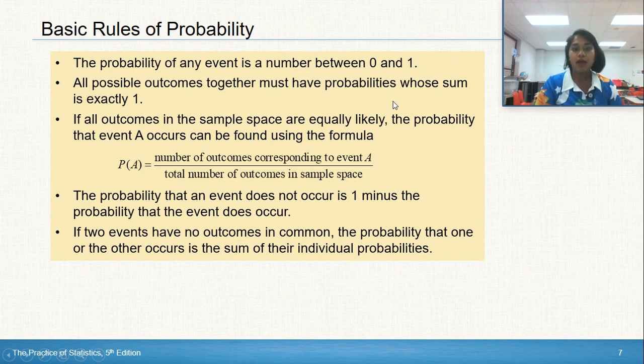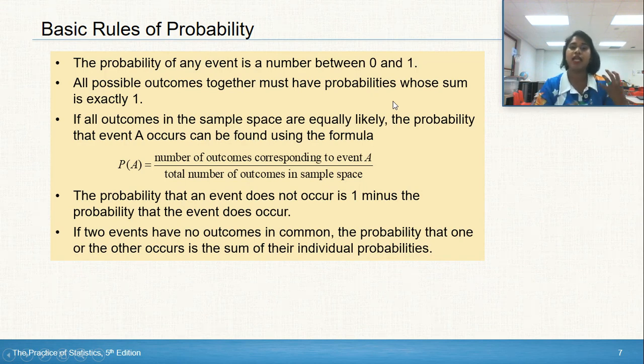If two events have no outcomes in common, the probability that one or the other occurs is the sum of their individual probabilities. So if we have two events that are mutually exclusive, they cannot share properties. I couldn't do a Venn diagram and have the overlap. My Venn diagrams would be separate. So this would be mutually exclusive. We also call this disjoint. So these are vocab words you may see on the AP exam, and so I'm just stressing those words, that if they're talking about this, this is what they're talking about.